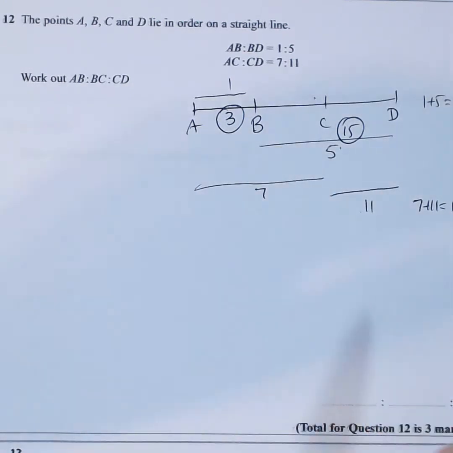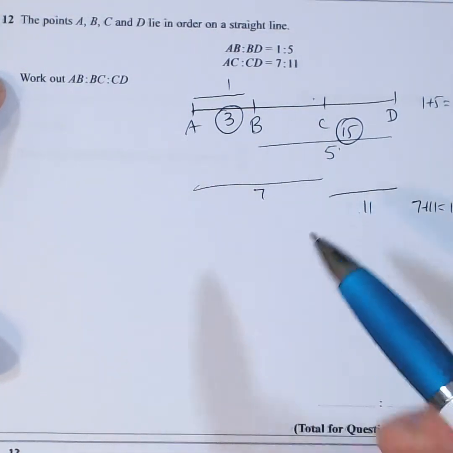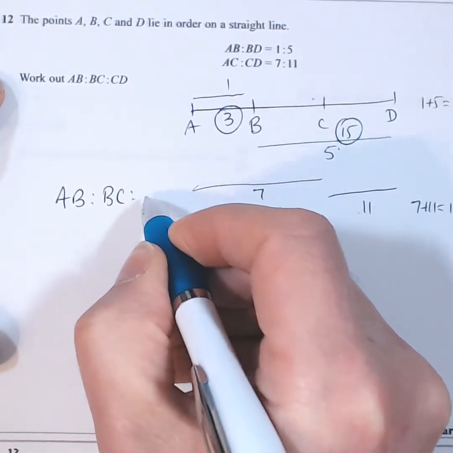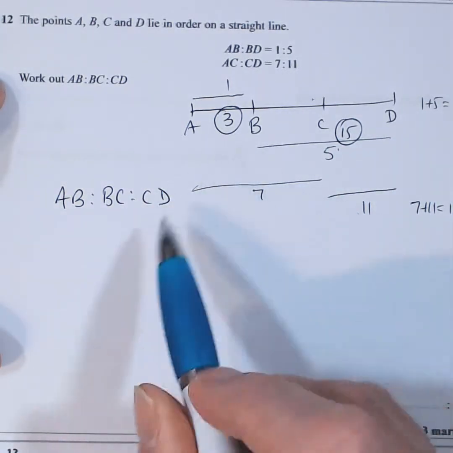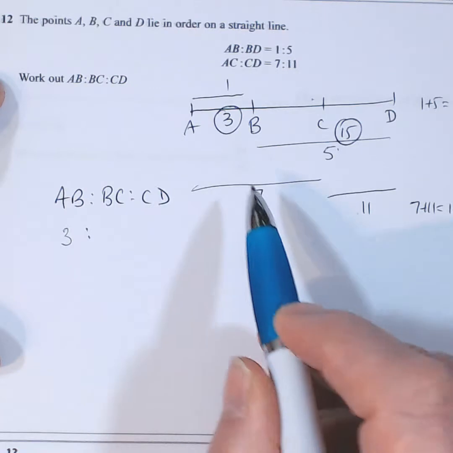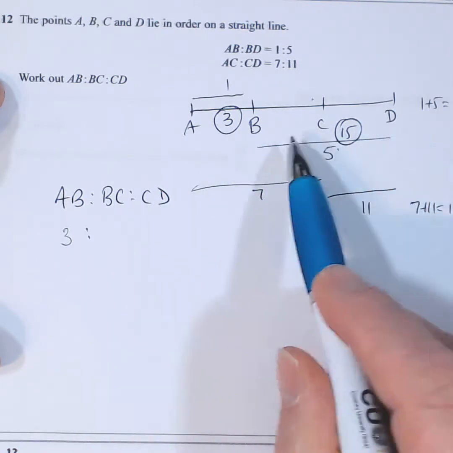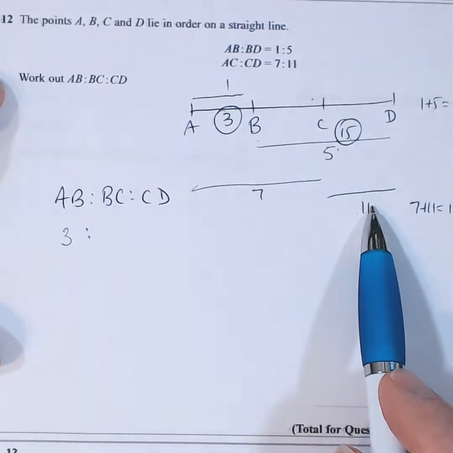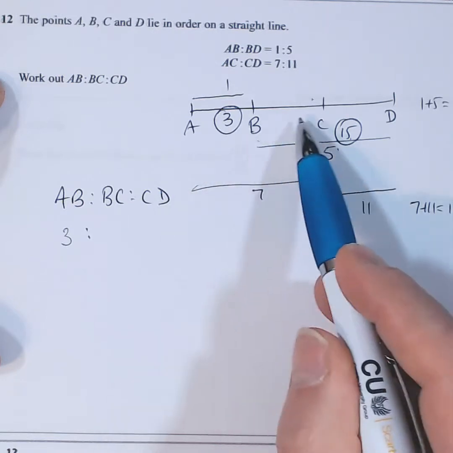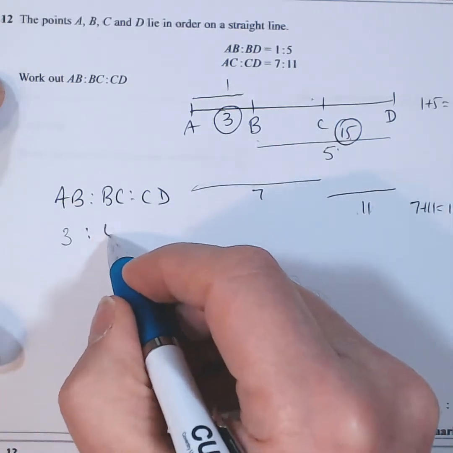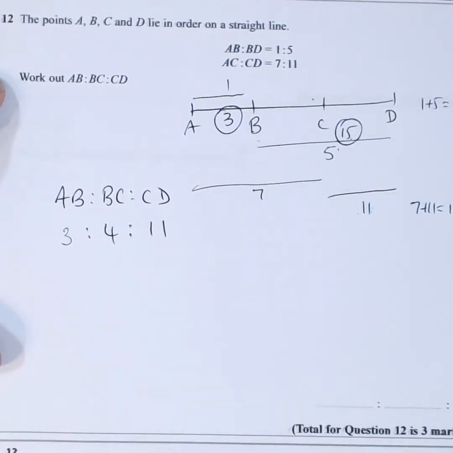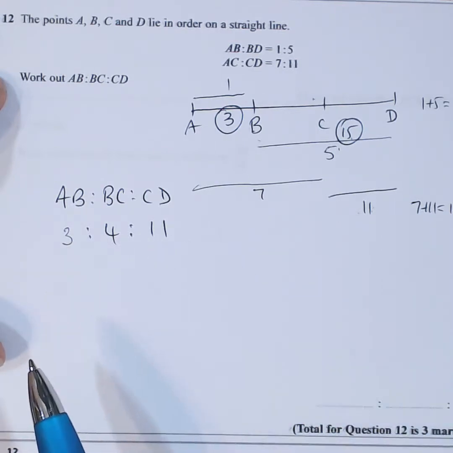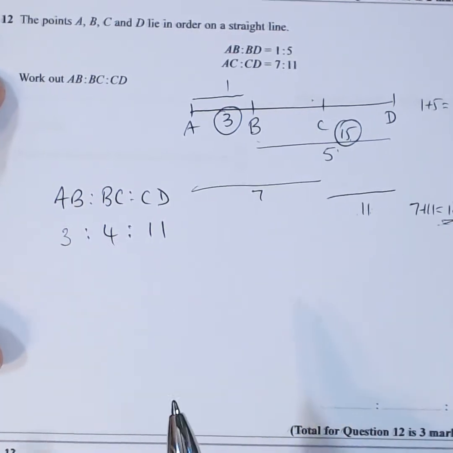So what we've got to do then is think about how we're going to write this down. So we want A to B, B to C, C to D. Right, so A to B is 3. B to C, well, if B to D is 15 and C to D is 11, then we know that B to C must be 15 take away 11, so 4. And that's going to be the 11. Okay, so add those up, we get 18. We can check that that was our factor.